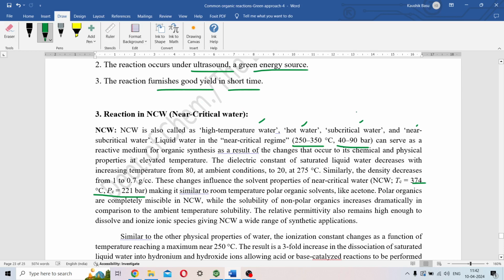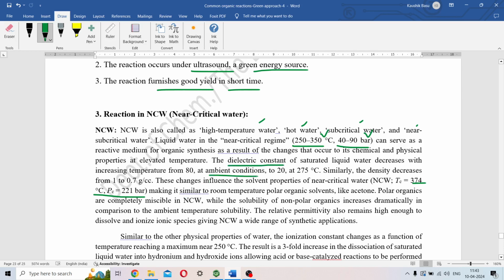At this temperature and pressure, the physical and chemical properties of water are completely different from the water that you see at 1 atmospheric pressure, the boiling point of which is 100 degrees centigrade. Mainly two things will happen. Because this is not exactly the critical stage, we call it near critical stage or subcritical stage, just below the critical stage. But as you go on increasing the pressure and subsequently the temperature of the water, the dielectric constant actually decreases.